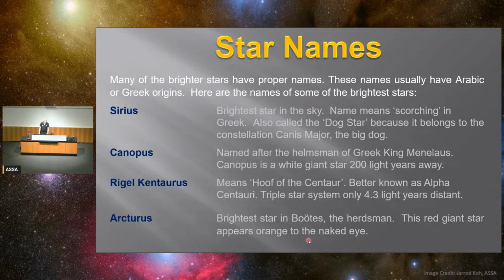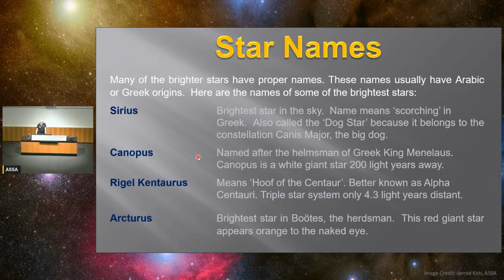Okay, now we'll move on to star names. Many of the brighter stars have proper names. Those names usually have Arabic or Greek origins. So here are some of the names of some of the brighter stars. I've already mentioned Sirius, the brightest star in the sky. It's a Greek name and it means scorching. It's also called the dog star because it belongs to the constellation Canis Major, the big dog.